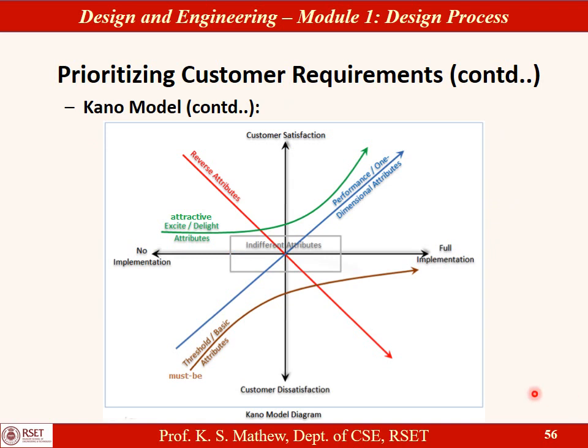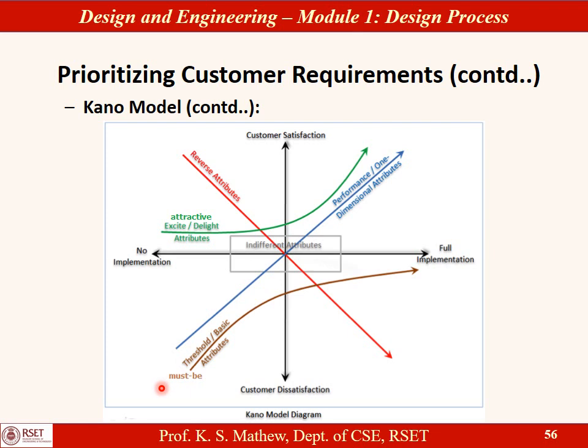So this is a graph which shows different categories of customer requirements and the satisfaction level based on whether the feature is implemented or not implemented. These are the must be requirements. If implemented, the satisfaction level is neutral because these are the features which are expected by the customer. If these features are not implemented, the customer will get dissatisfied. The dissatisfaction will be very high.